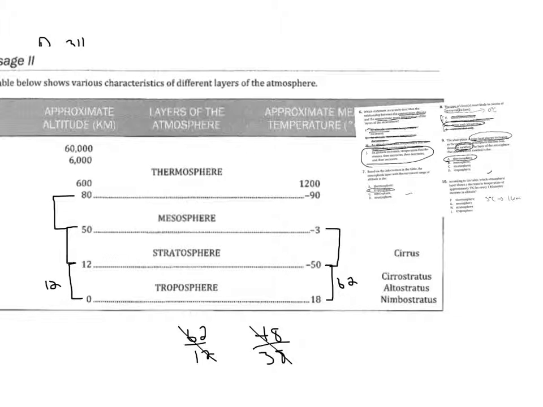Mesosphere, the altitude difference is 30, and the temperature difference here is 88. So 88 over 30 is really close to 3. That's approximately 3, which is what we want. So the right answer is the mesosphere.